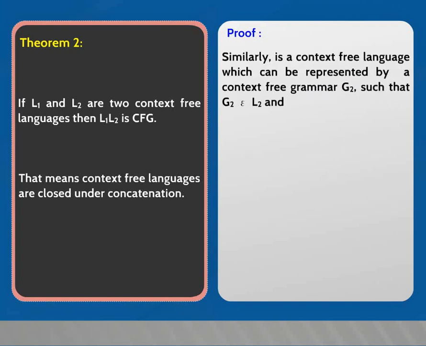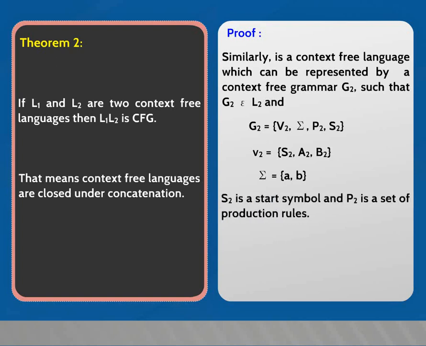Similarly, L2 is a context-free language which can be represented by a context-free grammar G2 such that G2 generates L2 and G2 is equal to (V2, Σ, P2, S2). V2 is equal to {S2, A2, B2}. Sigma is equal to {a, b}. S2 is a start symbol and P2 is a set of production rules. P2 is equal to S2 provides small a A2 or small b B2 B2. A2 provides b, B2 provides a.